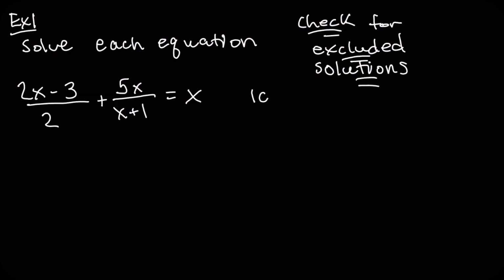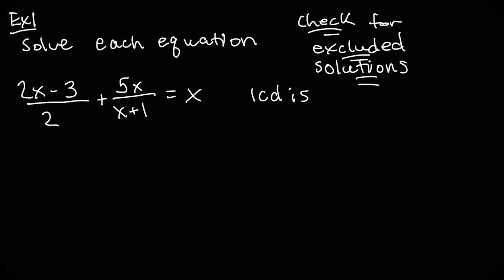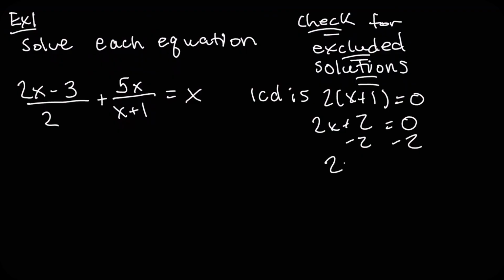So our least common denominator is going to be 2 times (x + 1). And we want to set that equal to 0 to figure out what x is going to be. So we'll have 2x + 2 = 0. Subtract the 2, and you're left with 2x = -2, or x = -1. So we don't want x equal to -1 because that will end up with a 0 in the bottom, and we don't want that.